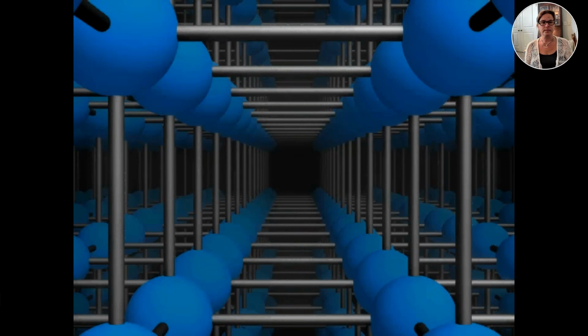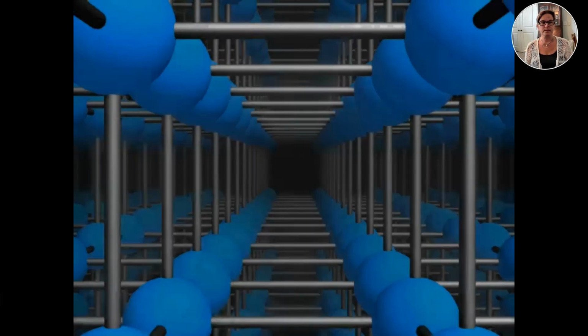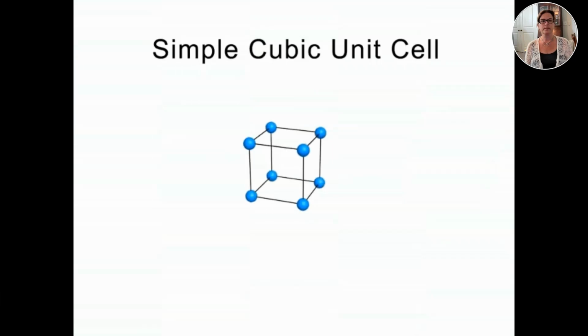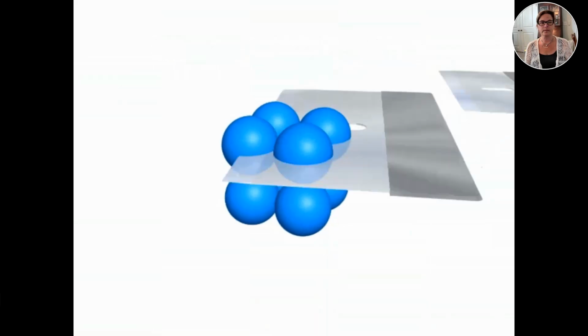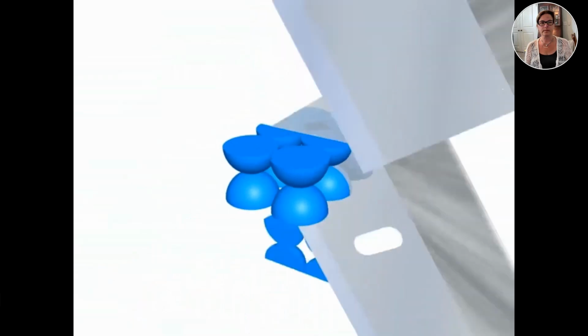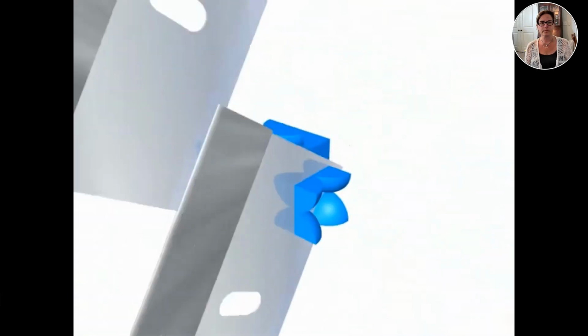Let's examine the three types of cubic unit cells. All cubic unit cells have particles at the corners of a cube. The simple or primitive cubic unit cell has particles at the corners only. In reality, the particles lie as close to each other as possible. Note that the particles touch along the cube edges, but not along a diagonal in the face or along a diagonal through the body. By slicing away parts that belong to neighboring unit cells, we see that the actual unit cell consists of portions of the particles.